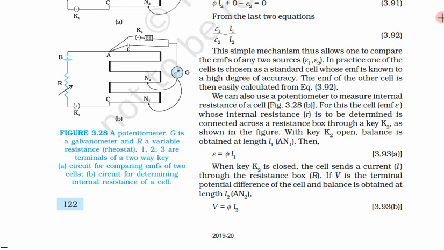Now there is one more use of this potentiometer. We can also use a potentiometer to measure the internal resistance of a cell. So till now we know there is some internal resistance, this is small r. What is this small r for a cell? How do we measure this internal resistance? To measure this internal resistance we also use this potentiometer.